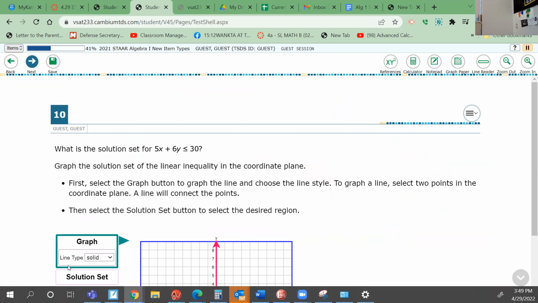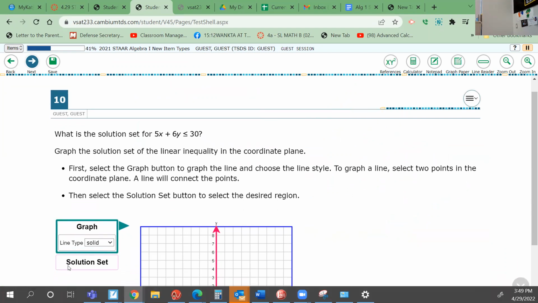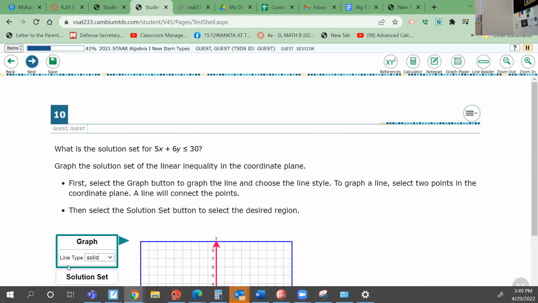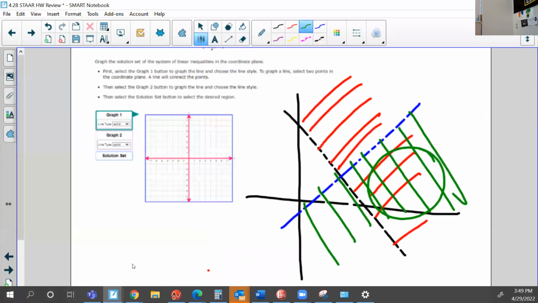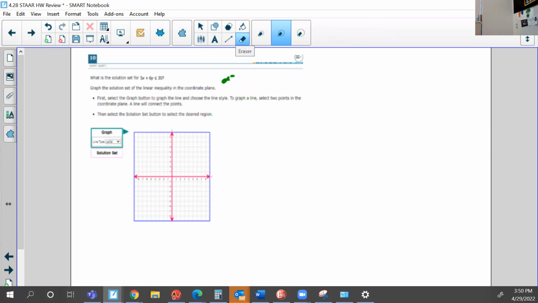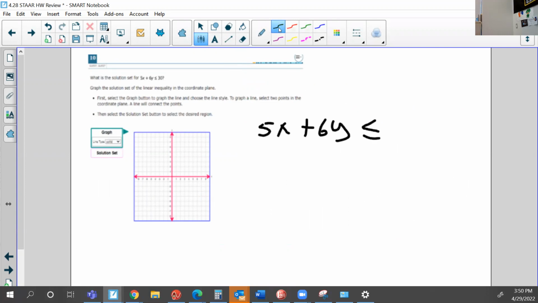What is the solution set for the equation here? Again, remember, if you look at the inequality, it's less than or equal to, so I'm going to have a solid line. But remember, write the equation in y equals mx plus b format, the slope-intercept format, so I'm going to do that. This is what I did earlier. So the equation is 5x plus 6y is less than or equal to 30.